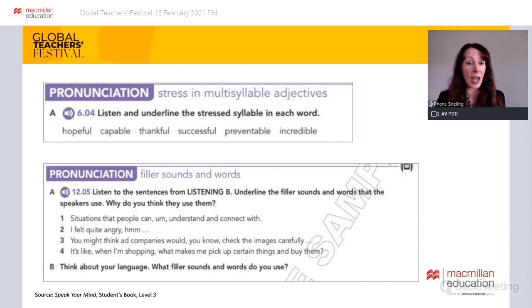And in fact, the second activity, activity B in that example, asks you about your first language, and what filler sounds and words you use. So it's a really great personalization activity after that. Let's move on to our next, and that's the list.